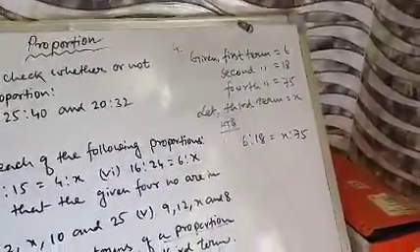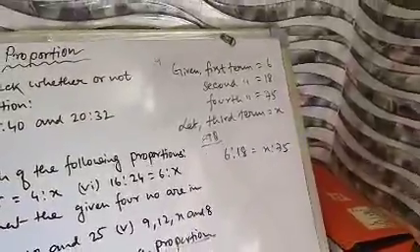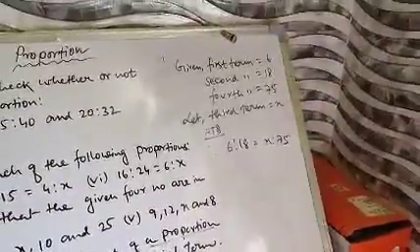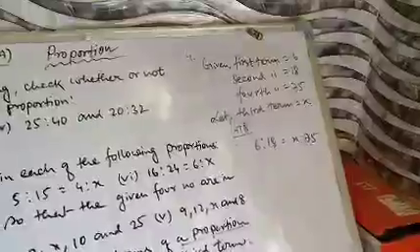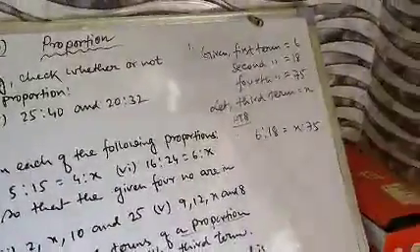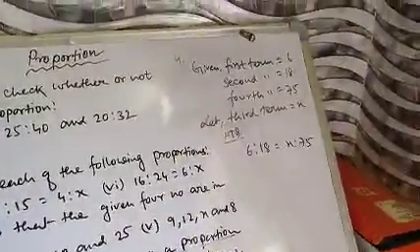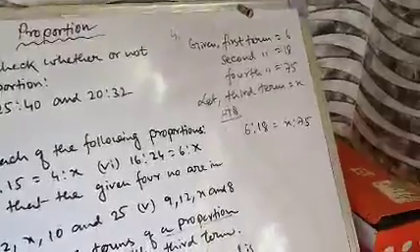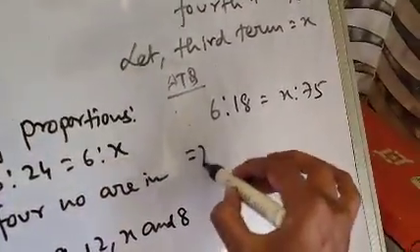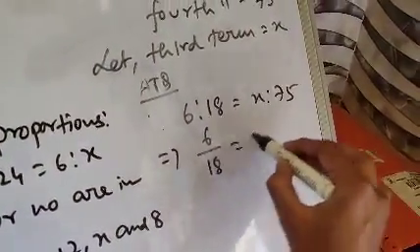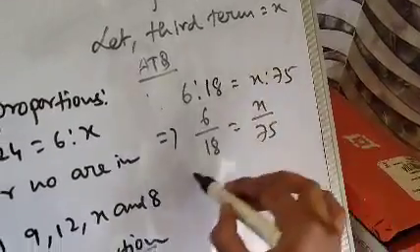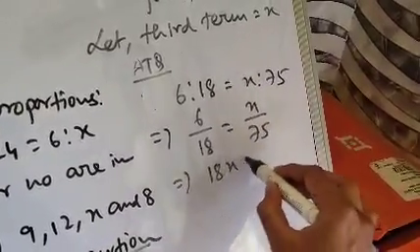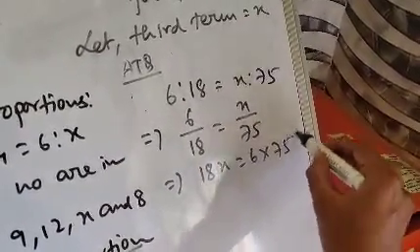So the ratio of the first two terms, 6 to 18, will be equal to the ratio of the last two terms, third term x and fourth term 75. So x is to 75. Therefore solve. 6 by 18 equal to x by 75. Now cross multiply. 18x equal to 6 into 75.